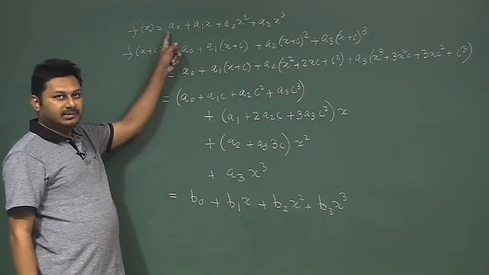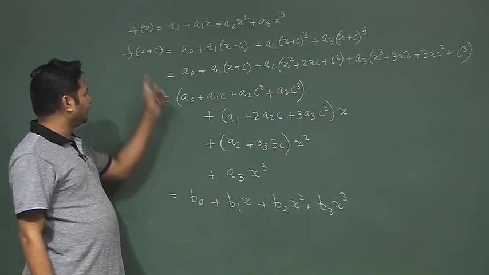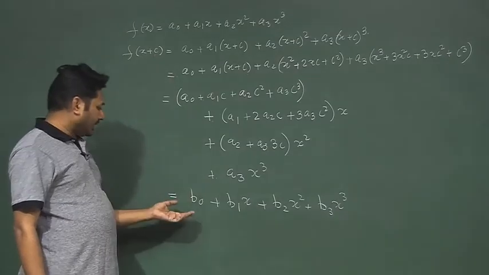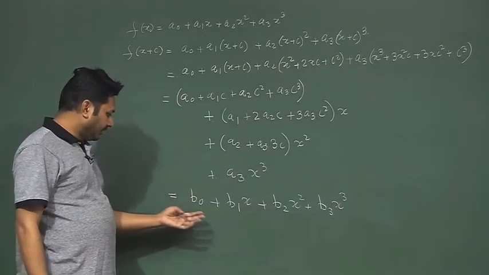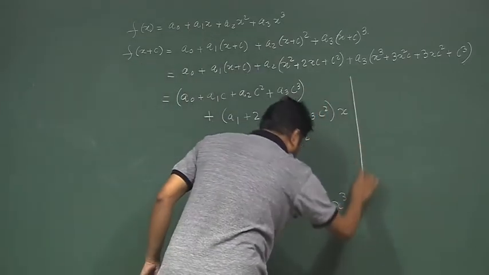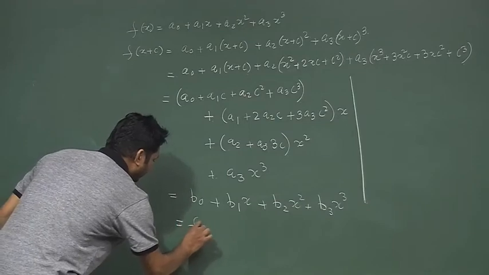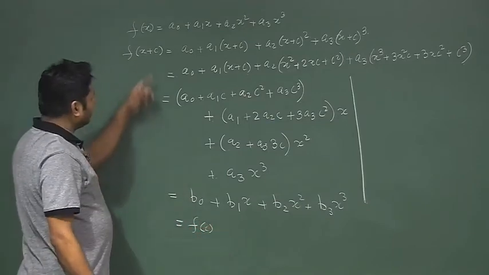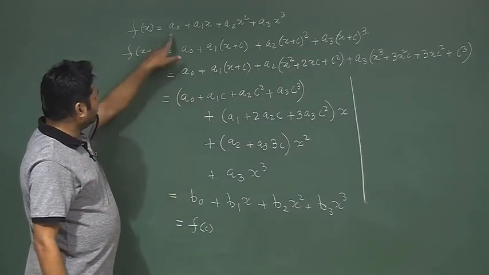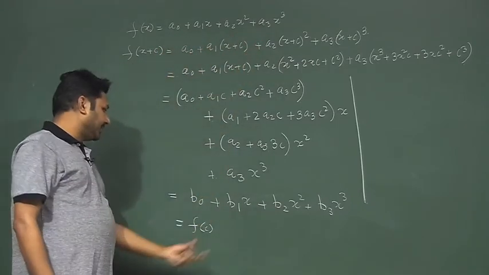This was the basis. This is the same thing I am writing, but with a translation. Now, for these coefficients b0, b1, b2, b3, if I check carefully, what is my b0? b0 is nothing but f of c. If I put c in place of x, then I will have f(c).